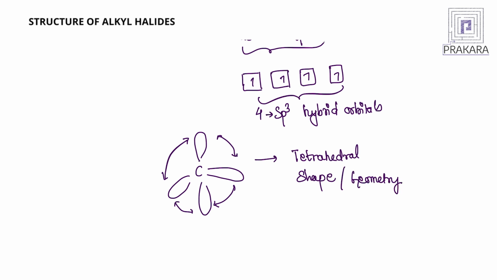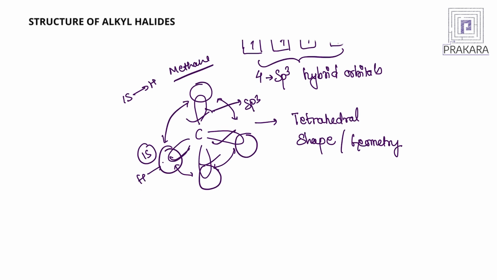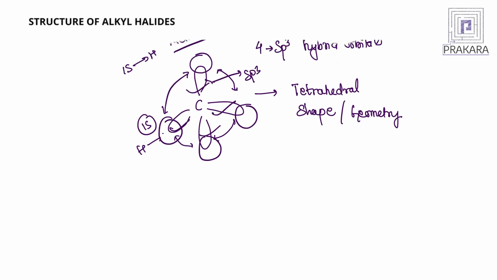Now if we take the example of methane, simply the 1s orbital of hydrogen will overlap with these sp3 hybridized orbitals. These are the sp3 hybridized orbitals, this one, this one, this one and this one, and this is the 1s orbital of hydrogen. But now what we are saying is, we are replacing one of the hydrogens of the alkane with a halogen.